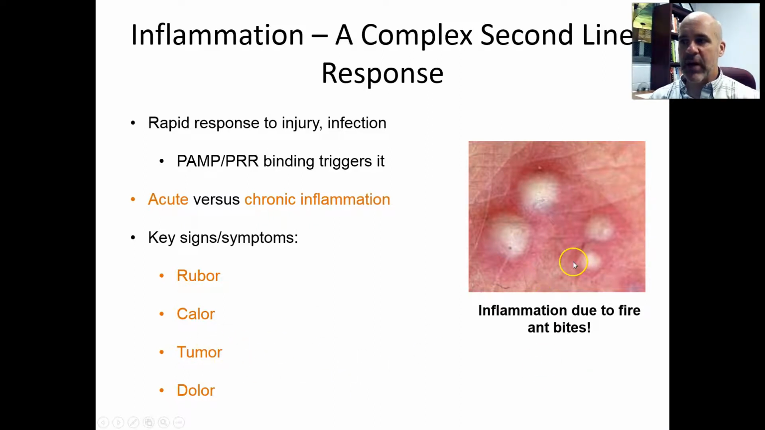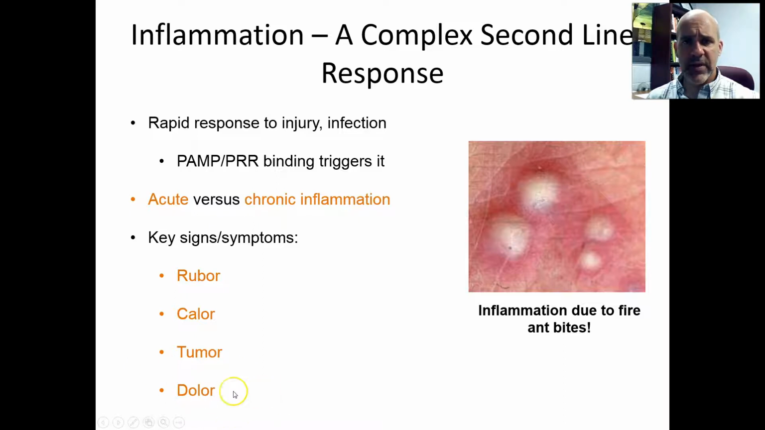Tumor refers to swelling, or edema. What's causing that? You've got this vasodilation going on, so more plasma is going to leak out of the blood and move into the surrounding tissues. That's what causes the swelling you see here with these fire ant bites. You get those blisters. When you have a blister, fluid has moved out of the blood vessels and into the surrounding tissue, and it pushes the epidermis upward. Your epidermis detaches from the underlying dermis, and you get a blister.